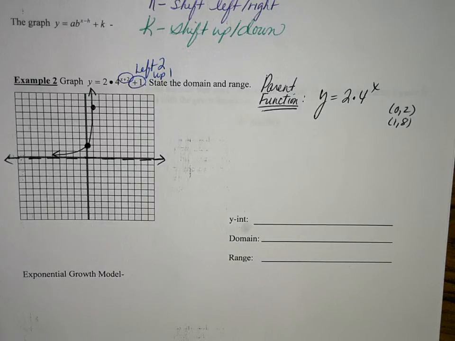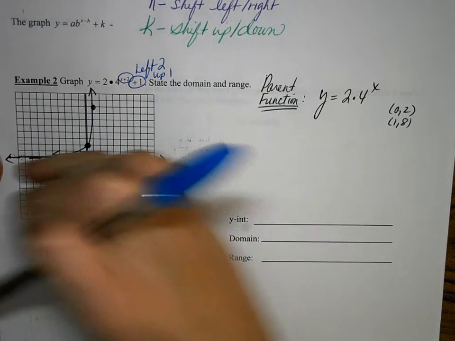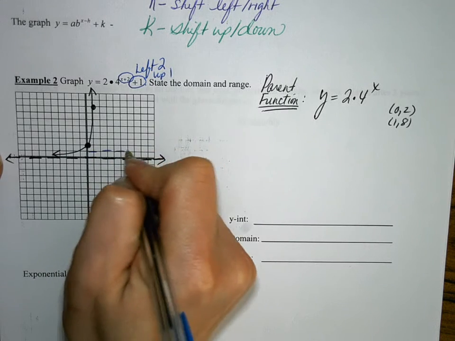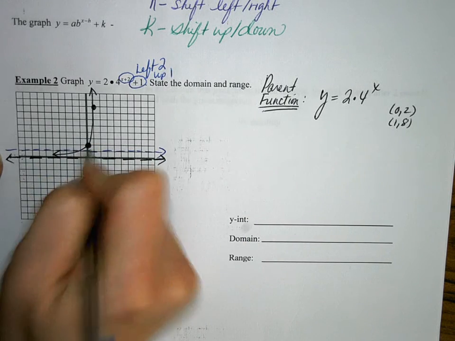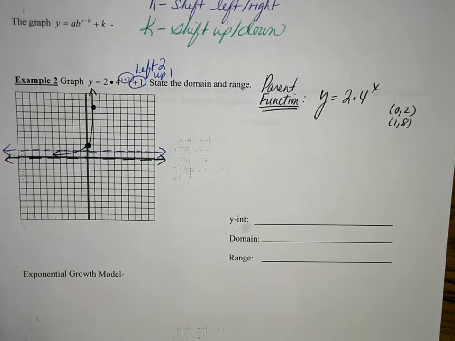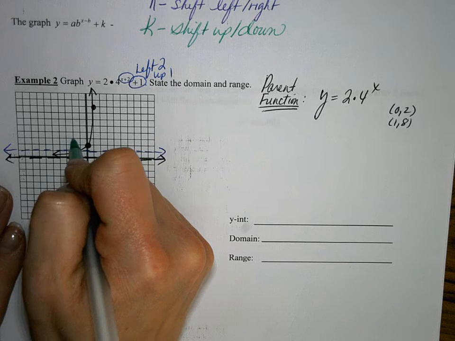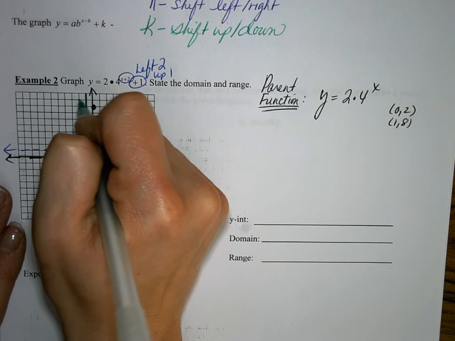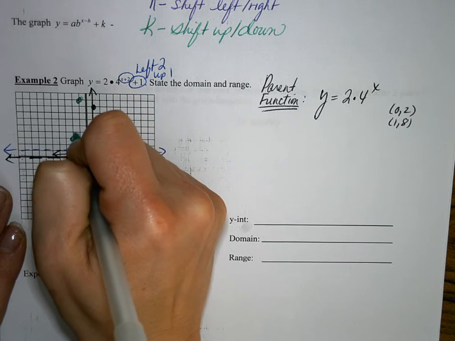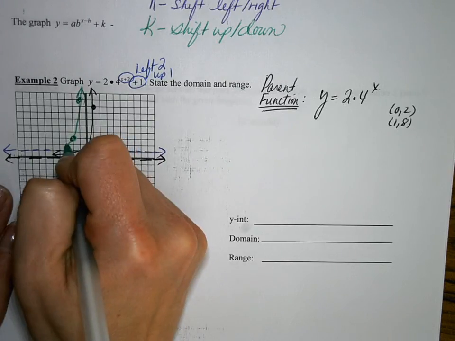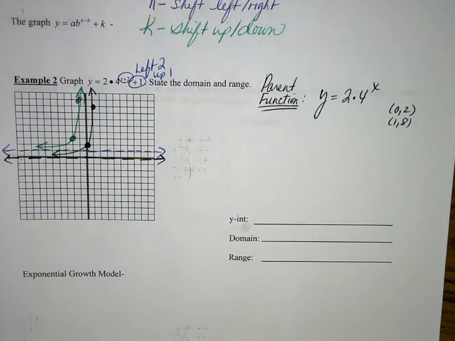Now, if I move that asymptote left 2 and up 1, where does it go? Yeah, left 2 doesn't affect a horizontal line. So if I go left 2 and then I go up 1, my asymptote's right there at this point. Now, each point on that graph is going to go left 2 up 1, left 2 up 1, and then I'm ready to graph that curve down and to the left. Now it is getting closer and closer and closer to what? Line y equals 1. Absolutely.